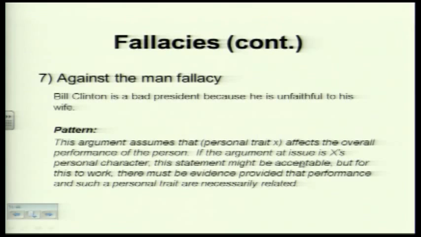Against the man fallacy: this one would attack a personal characteristic of a person and say that that person is not suited for the job, but that personal characteristic might not have anything to do with the job. So for example, Bill Clinton is a bad president because he's unfaithful to his wife. So the thing that you have to attack is that being faithful or unfaithful to his wife might not be relevant to his quality as a president. Okay.